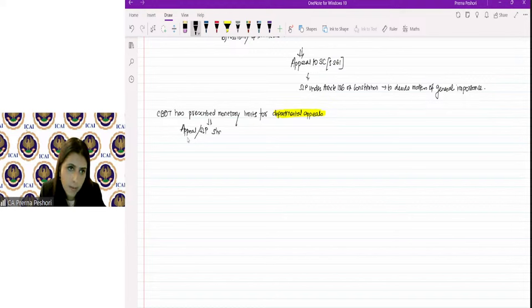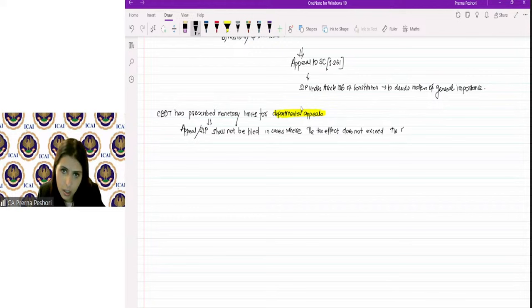Shall not be filed. Appeal or SLP shall not be filed in cases where the tax effect does not exceed the following monetary limits. For ITAT, it is rupees 50 lakh. For the High Court, it is rupees 1 crore. And for the Supreme Court, it is rupees 2 crores.